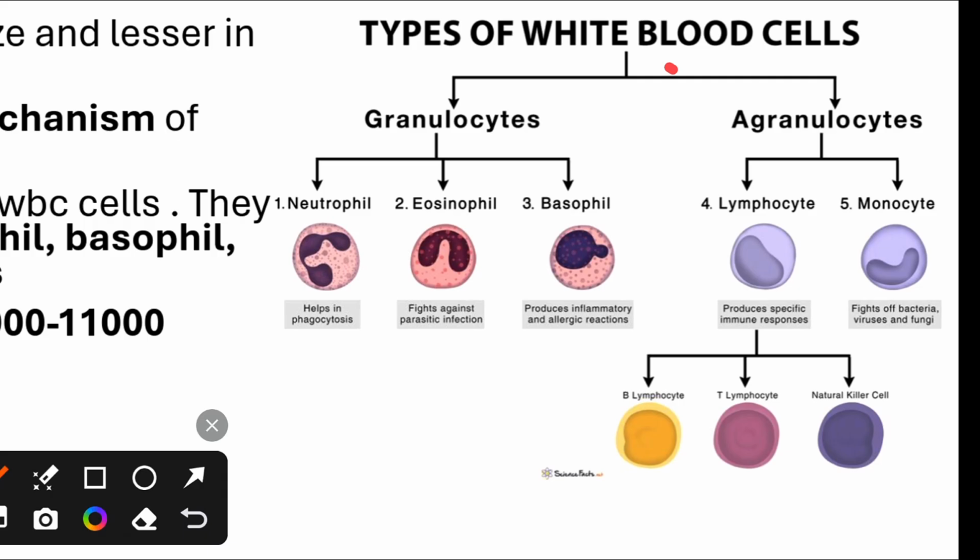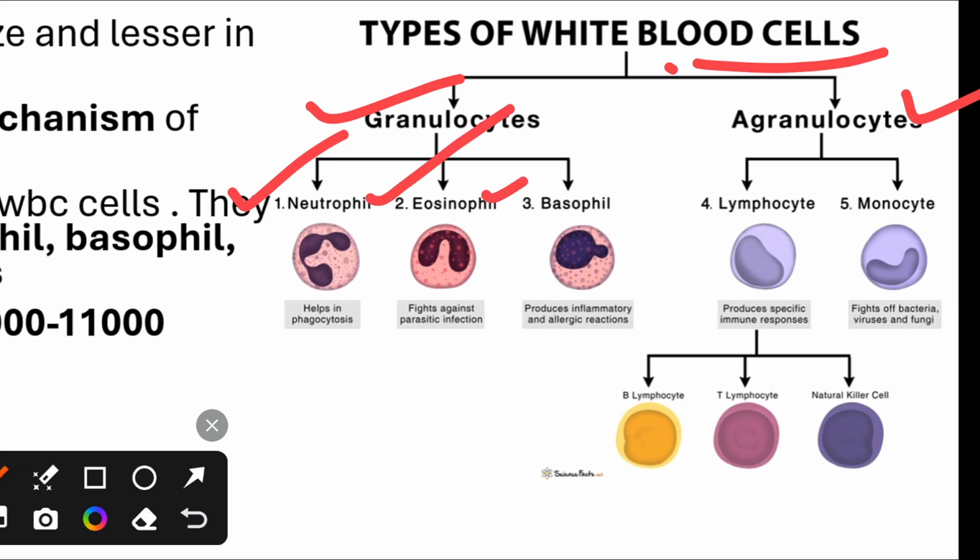Types of white blood cells. Then it is classified into 2 types. First is granulocyte and second is agranulocyte. Again, granulocyte is classified into 3 types, that is neutrophil, eosinophil, and basophil. And also the agranulocyte differentiated into 2 types, that is monocyte and lymphocyte. And the lymphocyte again classified into 3 types, that is B lymphocyte, T lymphocyte, and natural killer cell or NK cells.